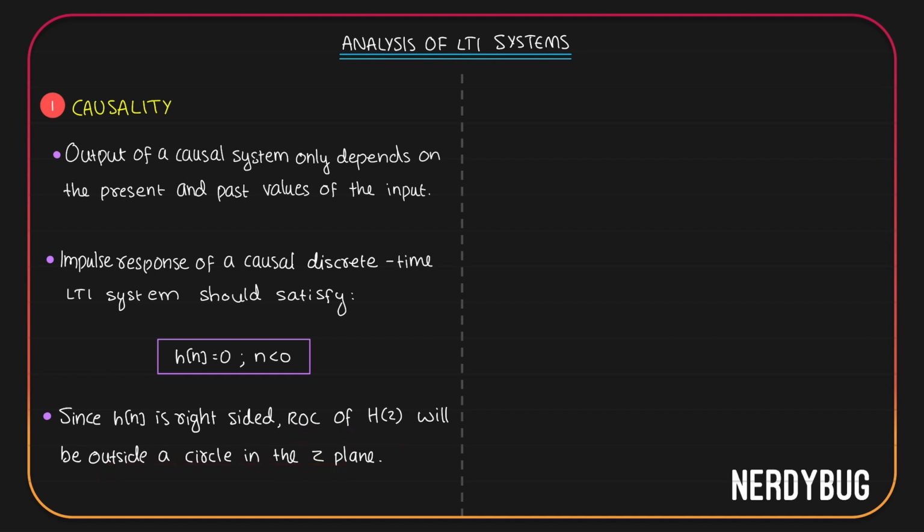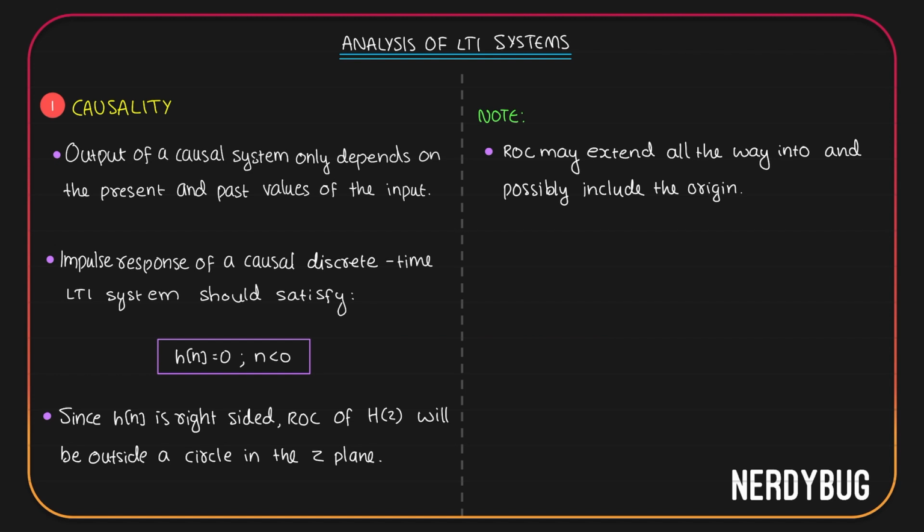circle in the z-plane. An important thing to note here is, even though I said it is going to be outside the circle in the z-plane, ROC may extend all the way into and possibly even include the origin. For example, let us take h of n to be the impulse sequence delta of n. We have learned the Z transform of delta of n. It is 1. For every value of z, it is 1. So z is allowed to take any value. So the ROC is the entire z-plane. Here it is not outside any circle. Instead, it is everywhere on the z-plane.